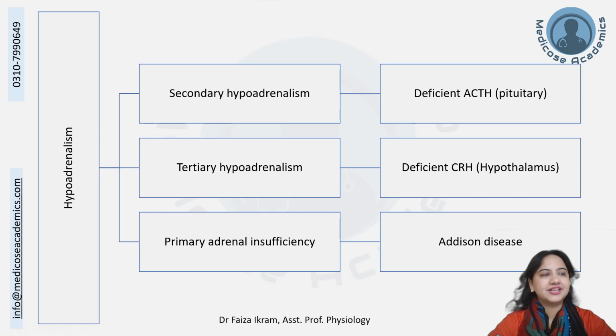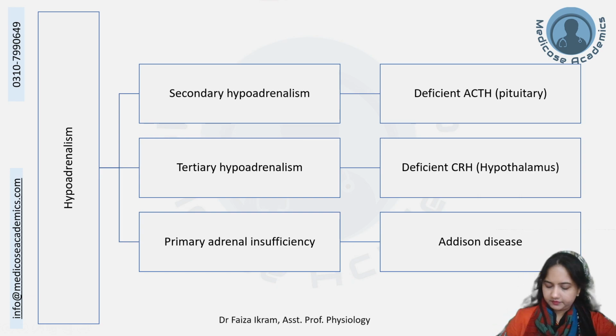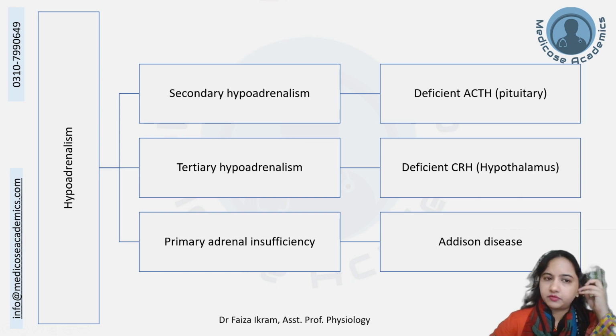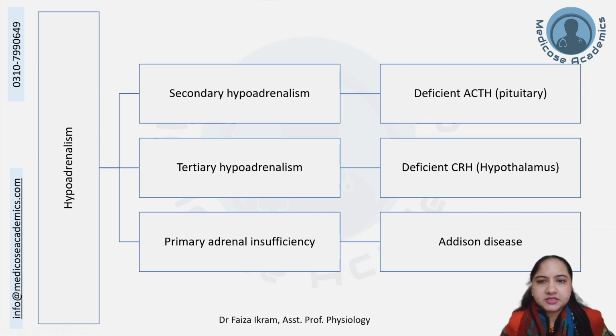Okay, let's resume our discussion. We are now going to talk about the abnormalities of hormonal production from the adrenal gland. Starting with hypoadrenalism, which means decreased production of the hormones from the adrenal gland. If there is decreased production of hormones from the adrenal gland, it might be because of three reasons.